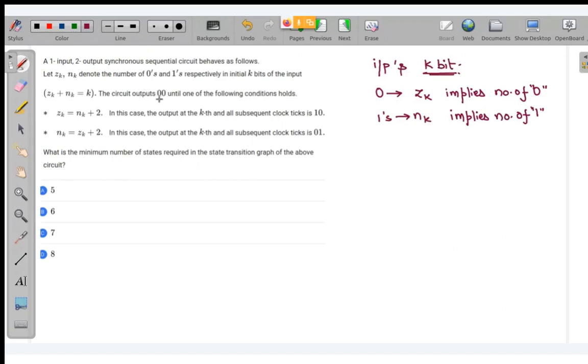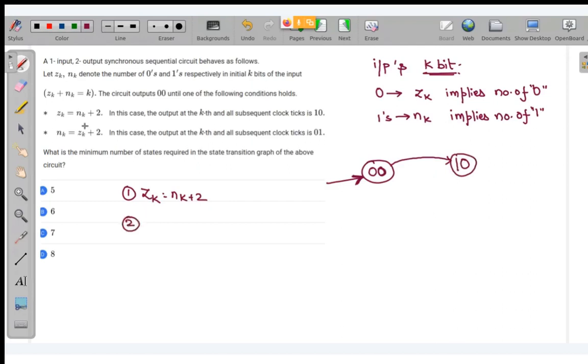The circuit outputs 0 0 until one of the following conditions holds. So the circuit output will be 0 0 until any one of the following conditions holds true. First is zk is equal to nk plus 2. If this happens, your output will jump from 0 0 to 1 0.